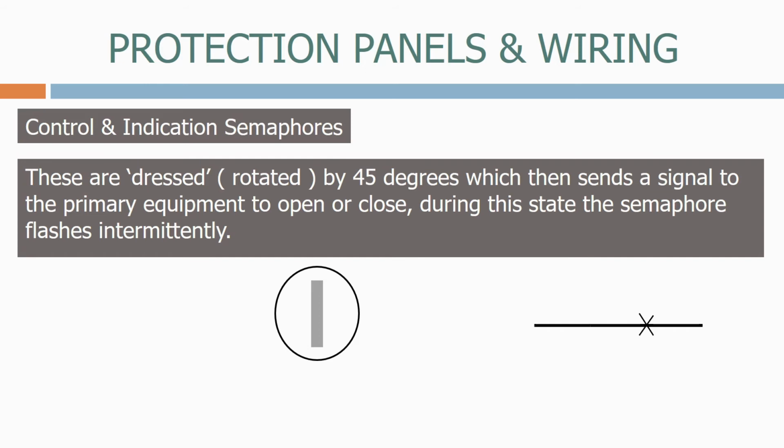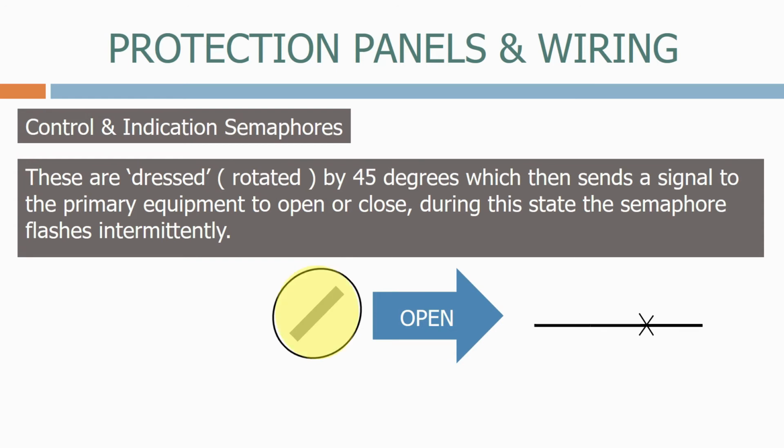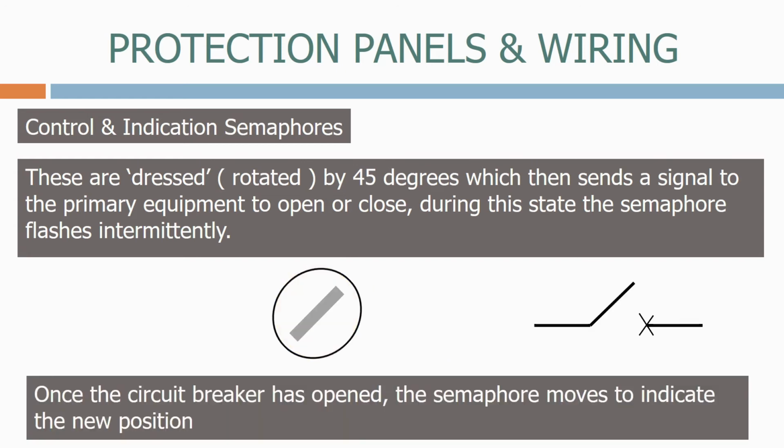So here we have a semaphore indicating that the breaker is closed. Let's now rotate it so that we can open the circuit breaker. The semaphore flashes until the breaker has changed position. Once the circuit breaker is opened, the semaphore moves to indicate the new position.